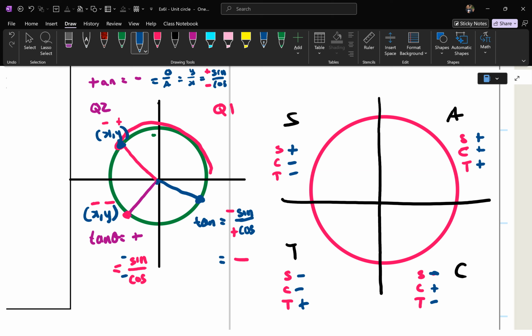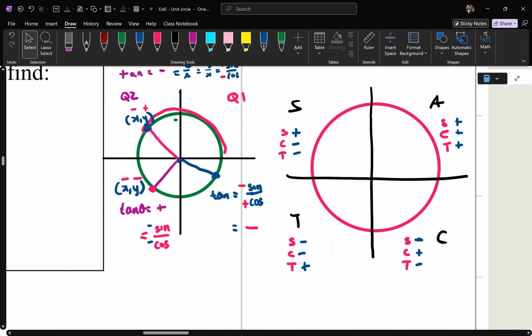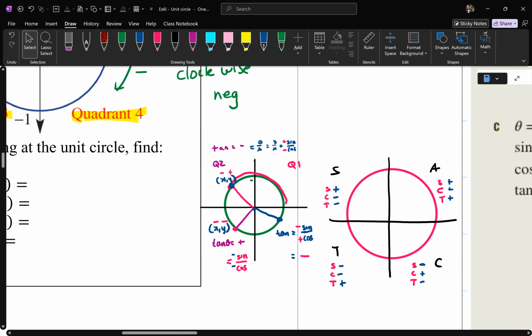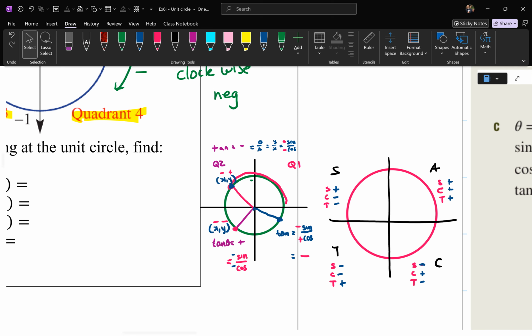ASTC? All student teachers cool. So I think it should be awesome, silly, trend. Awesome, silly, trend, cool. Whatever makes you remember ASTC. All right. Okay. Awesome, silly, trend club. That's pretty cool.